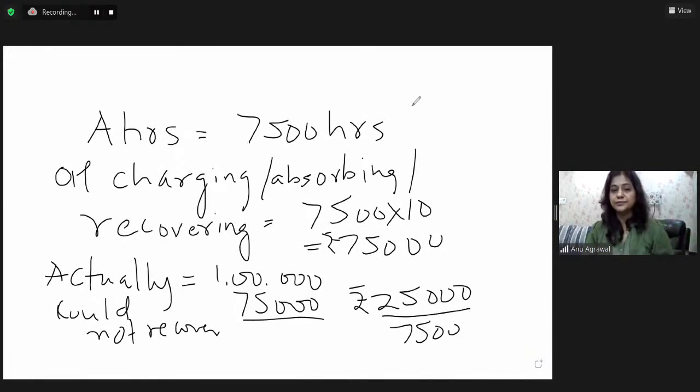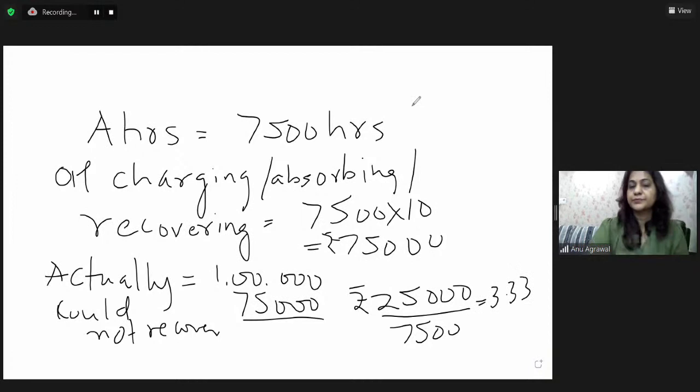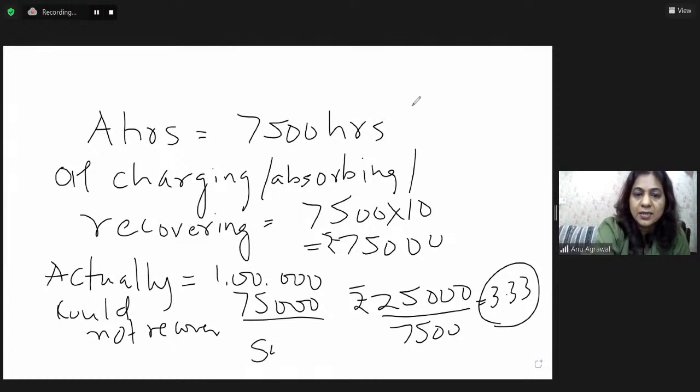When you do this, you realize 25,000 divided by 7,500 is 3.33. So you realize that your overhead rate should not have been 10. It should have been 13.33. This 3.33 which you have calculated is known as the supplementary rate. Why is it supplementary? Because this rate you need to add.